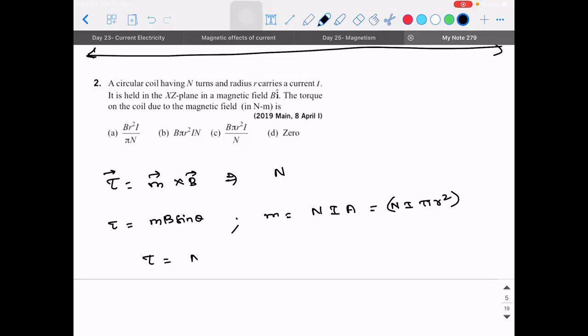So what is the value of torque? N I pi r square multiplied with B. Is there an option like this? It's option B.